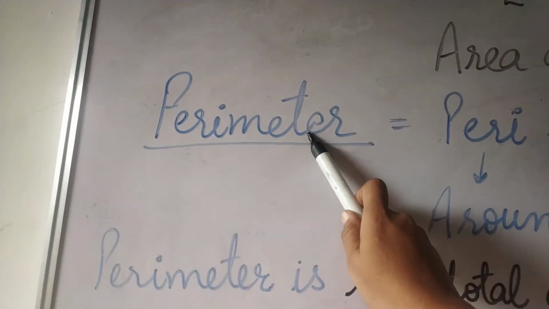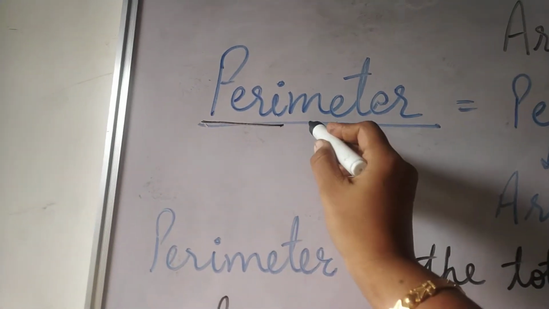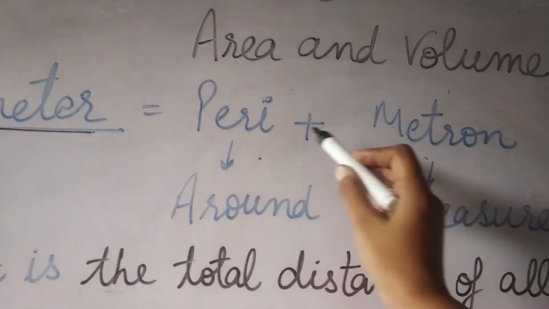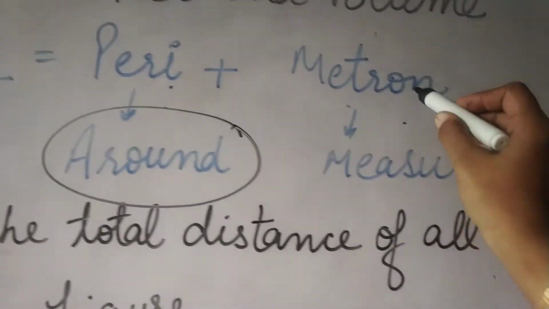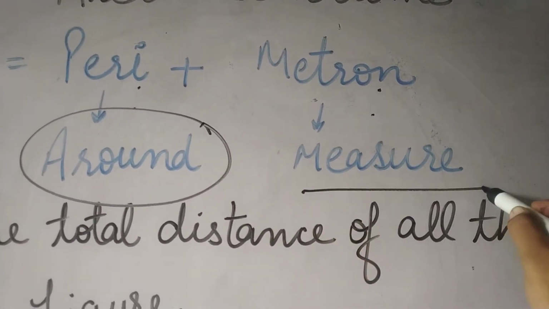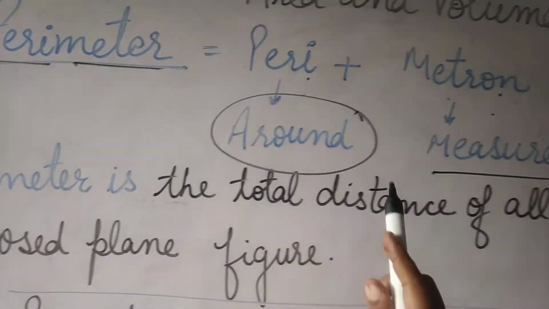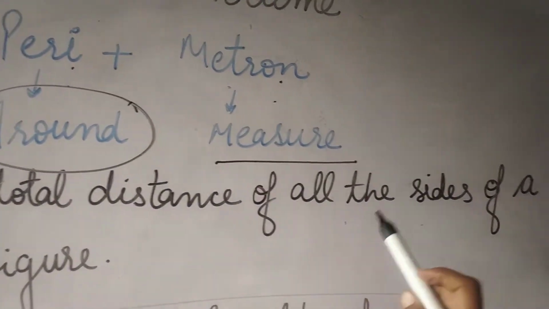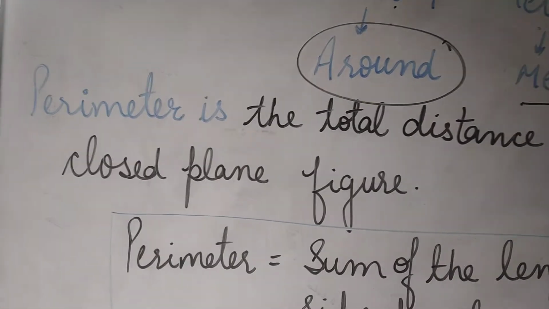What is perimeter? Perimeter is made up of two words, peri and metron. Peri means around and metron means measure. That means perimeter is the total distance of all the sides of a closed plane figure.